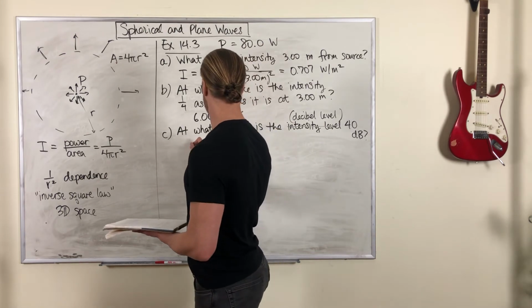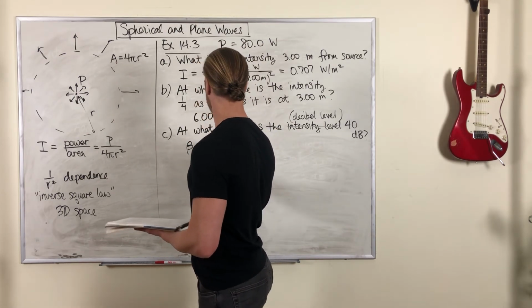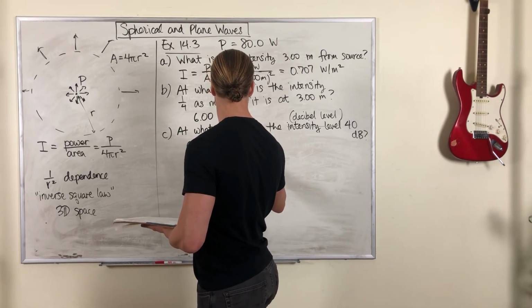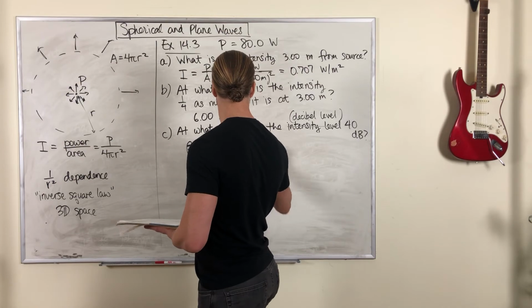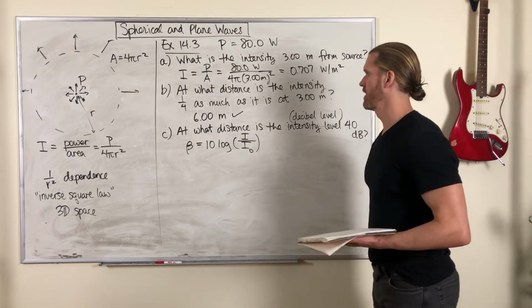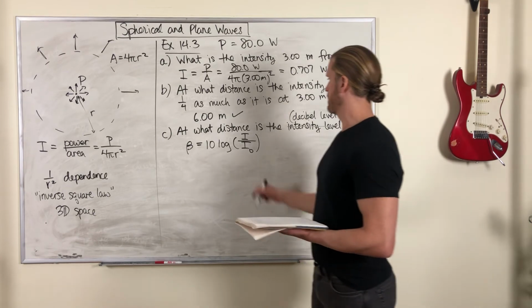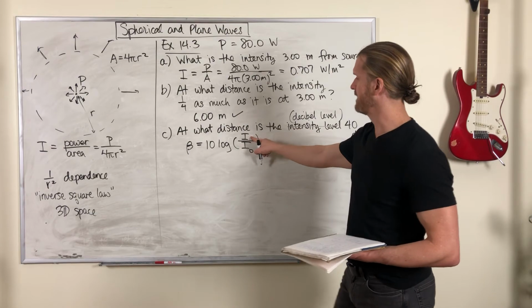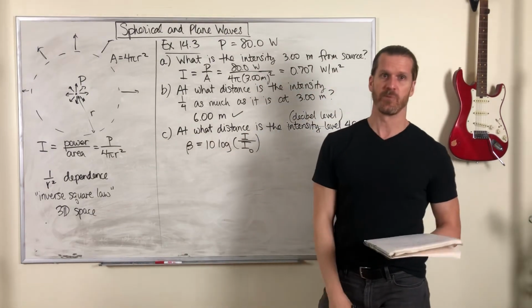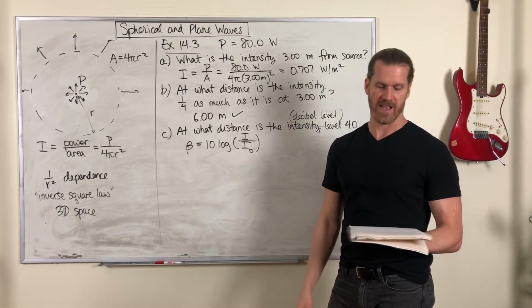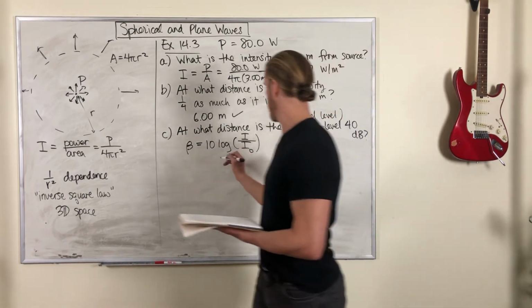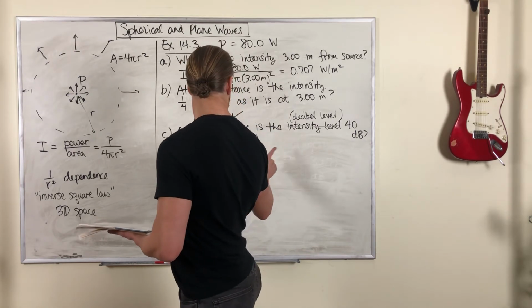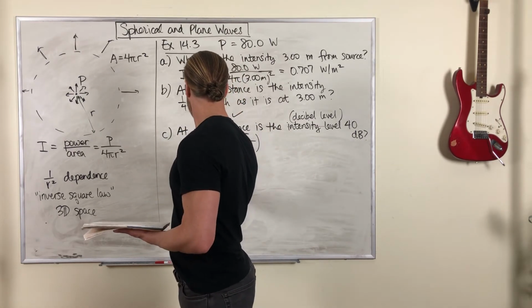All right, well, we use our definition of decibel level, 10 log I over I naught. And we need to solve for I and then replace I with this stuff and ultimately solve for R. So it's a bunch of algebra that goes on here. Let's do it. Let's see, 40 decibels. Okay, so we get 40.